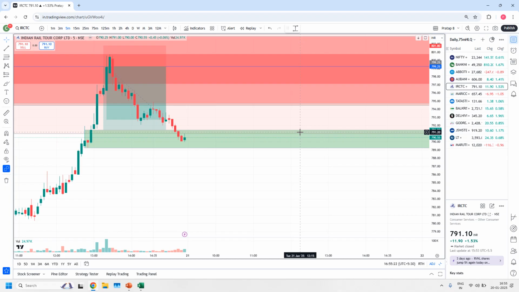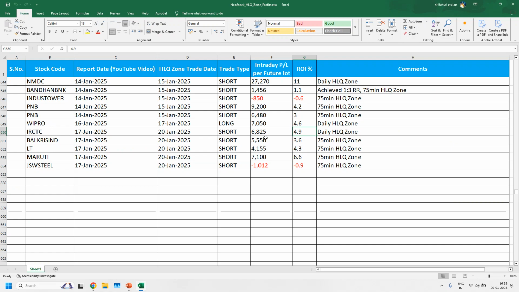On 1 lakh, what is the profit you got? Of course, this is not exactly 1 lakh, this is around 1 lakh 40,000 or something. I'm just giving an example. Let us assume this is 1 lakh and you got 6,800. That means you will get 6.8% ROA, return on the investment. Because the margin is around 1 lakh 40 or 1.5 lakh, you got 4.9. So close to 5% ROA you got, return on the investment.